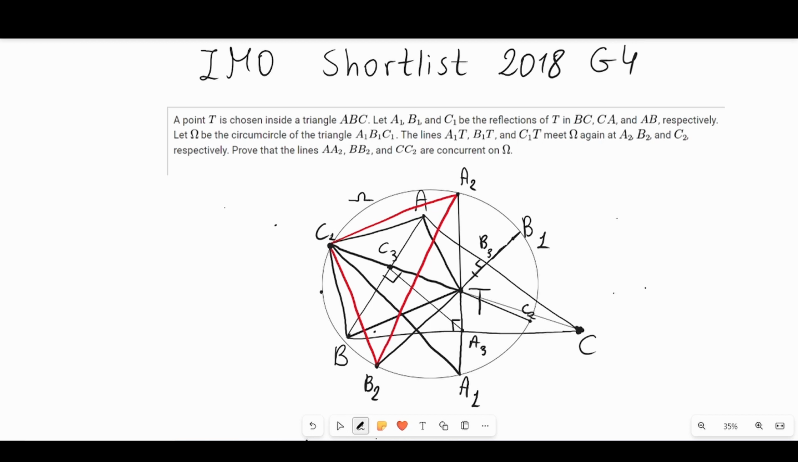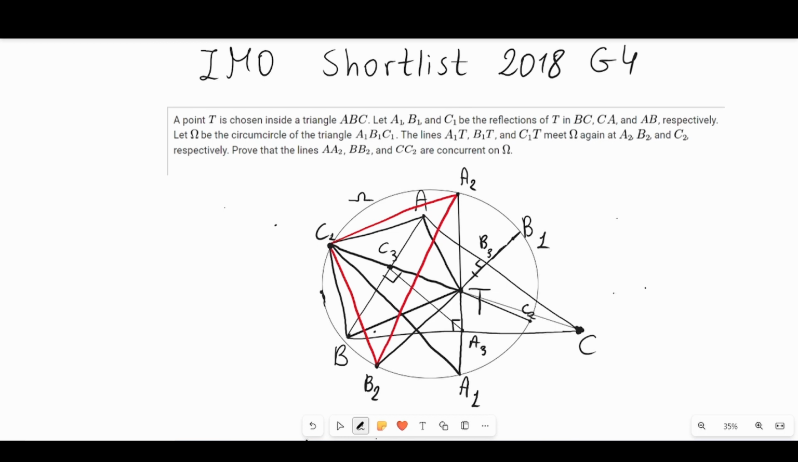The first idea I got when I saw this problem was that spiral similarity must be used, because when we are given that three lines concur on the circle, this means that spiral similarity will be very useful here. I tried to search for some similar triangles, and I decided that C1BA must be similar to C1B2A2. And now how can we prove this one?